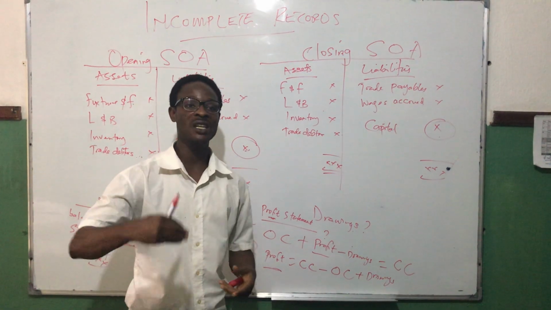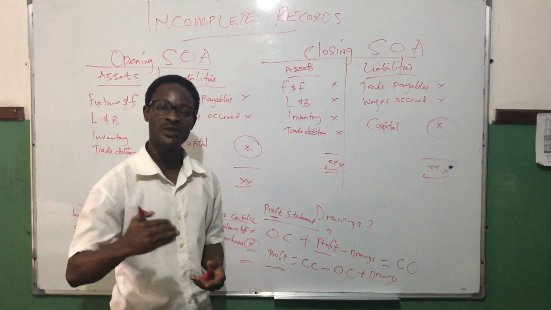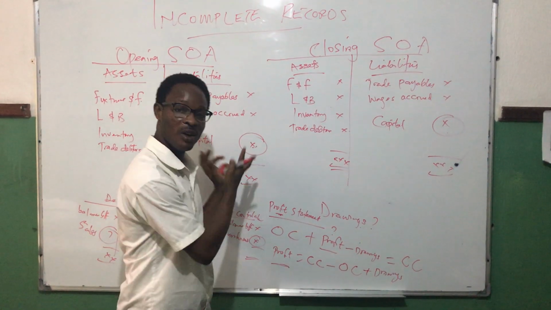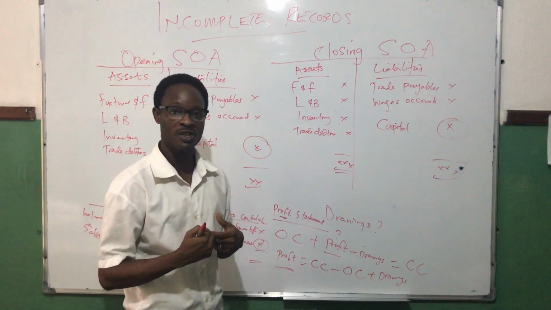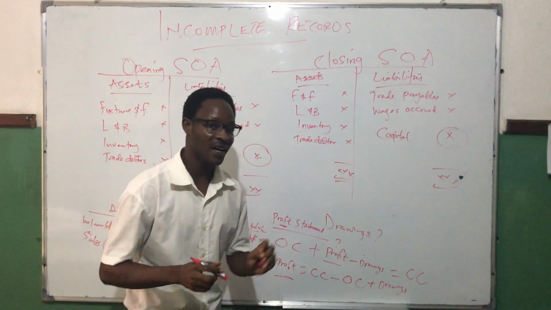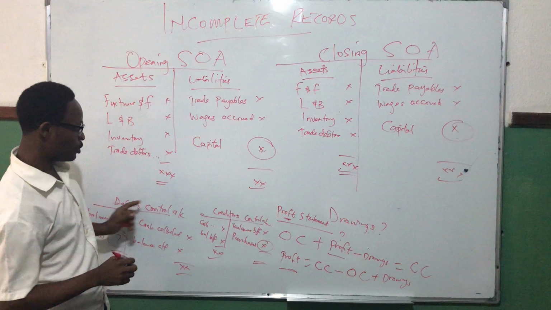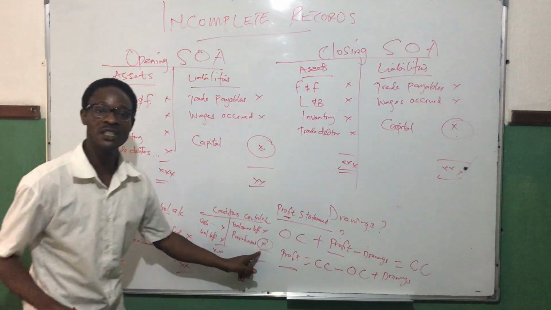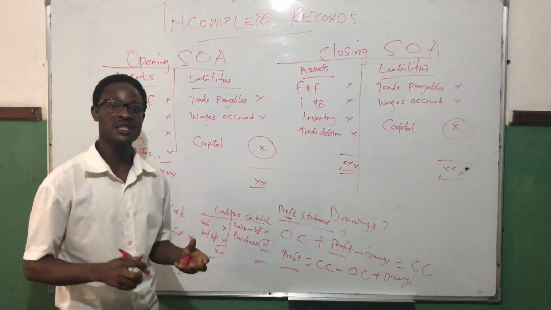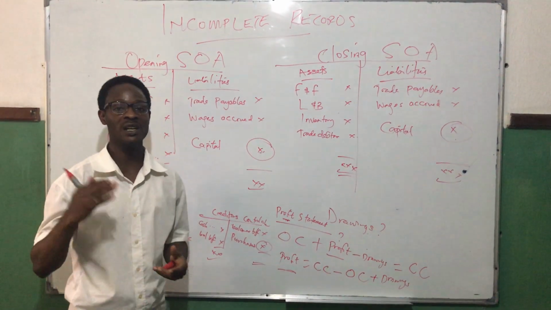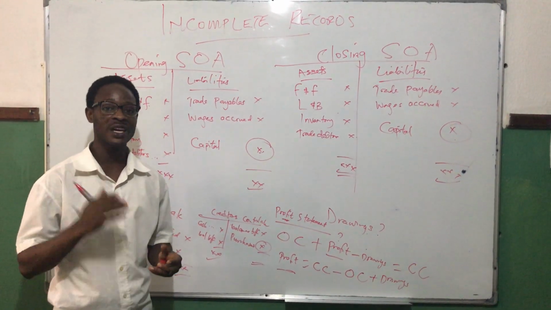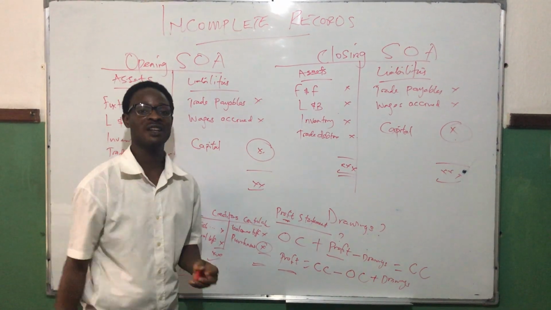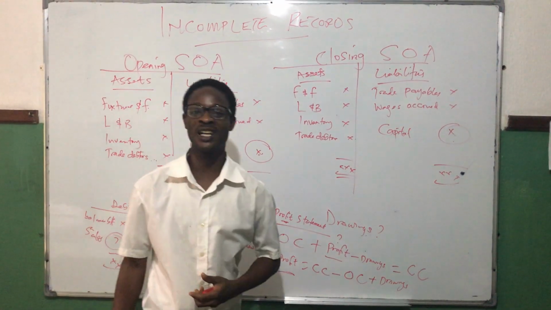However, if the question in this incomplete records gives us cash book with the opening and closing information, then we will prepare creditors and debtors control accounts to get the value of sales and value of purchases. With sales and purchases, then we can prepare normal income statement to get the value of profit. At this point, I will call the class a day.